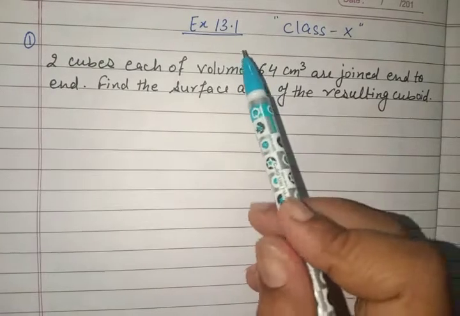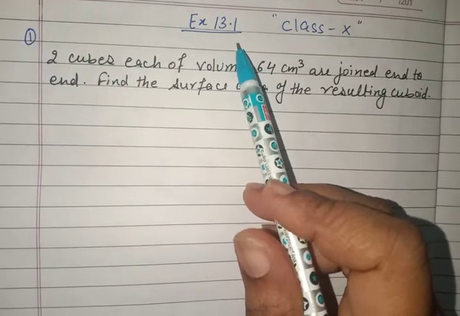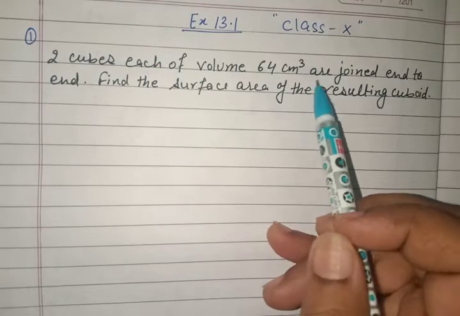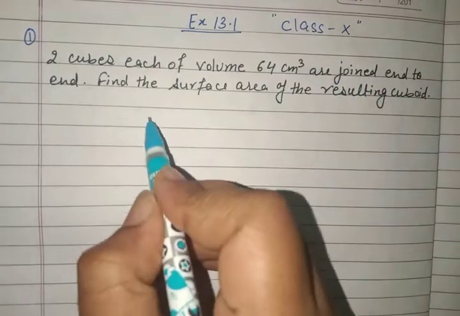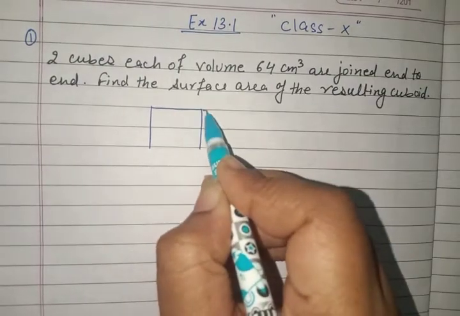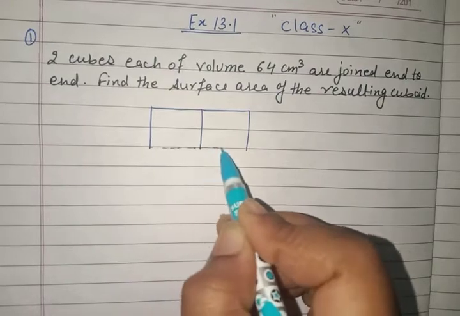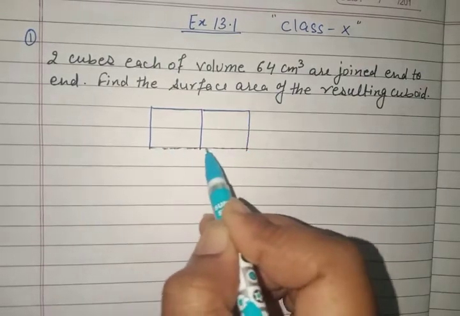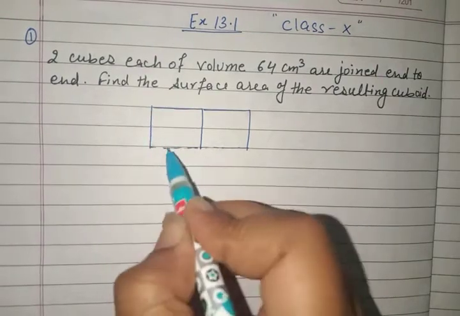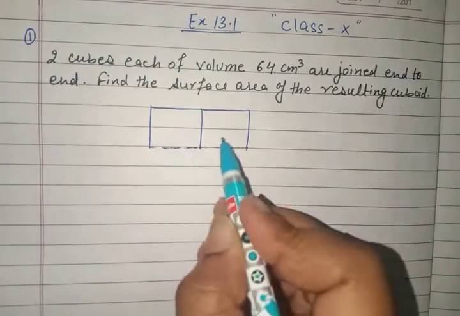Now in this video we will be doing exercise 13.1 of 10th class. The first question of this is: two cubes each of volume 64 centimeter cube are joined. So two cubes, suppose these are the two cubes. Exactly, it is not a cube, I am drawing a two-dimensional figure, but you just think in your mind that it is a cube. So if it is a cube and its volume is 64, and if we join end to end, find the surface area of the resulting cuboid.